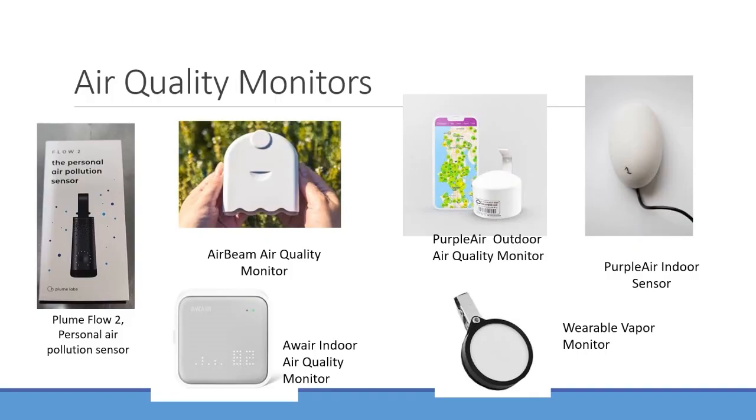And then the indoor sensors. Now, Purple Air is just particulates. Then there is the wearable vapor monitor. This is something that's used a lot in occupational settings to assess occupational exposures, that people wear near their breathing space. One that we used recently is the AirWare Indoor Air Quality Monitor.